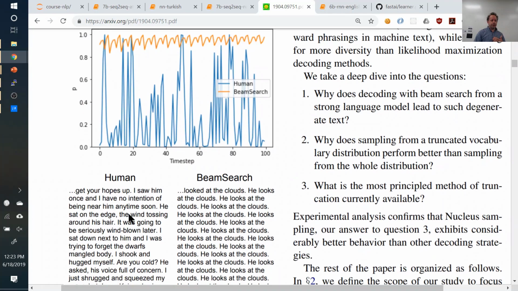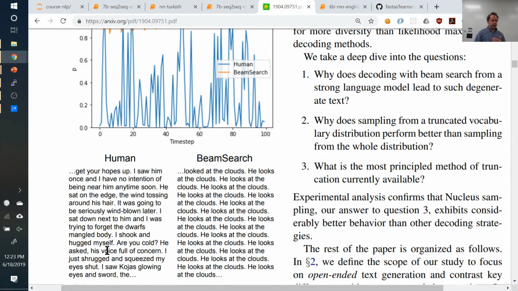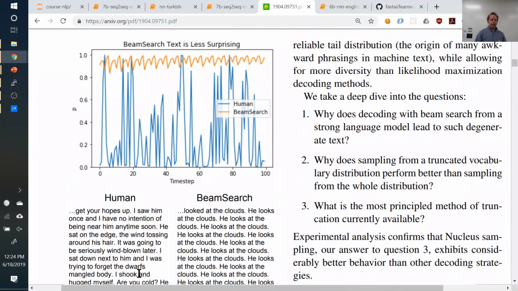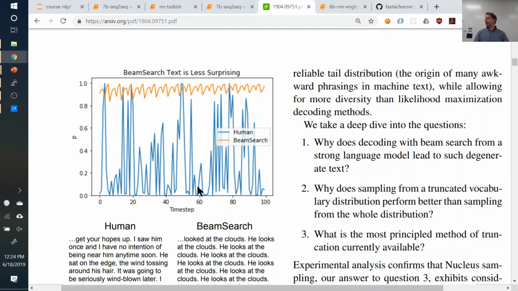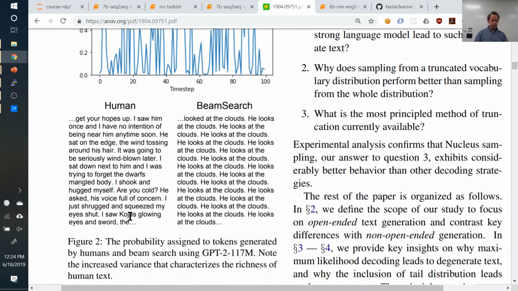They looked at a few examples of sentences, such as this one, which is actual human-generated text: "Are you cold?" he asked, his voice full of concern. I just shrugged and squeezed my eyes shut. I saw Koja's glowing eyes and soared. And what they did is for each time step, for each word, they said, in a language model, what's the probability of the word the human picked? And what they found is sometimes, as you expect, the probability is right up close to 1. The blue is the human text. But very often, the human is picking extremely unlikely words. For example, Kojas. I've never even heard that name before.